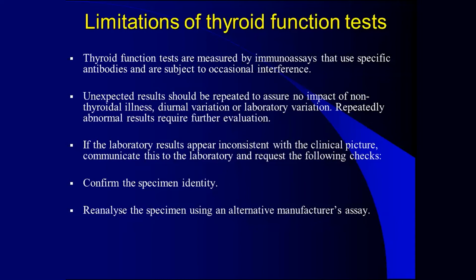Unexpected results should be repeated to assure that there is no impact of non-thyroid illness, diurnal variation or laboratory variation. Non-thyroid illness means there are certain illnesses, especially viral infections, where you could find normal TSH levels with low FT3 and FT4, which have nothing to do with hyper or hypothyroidism. They are just transient and will become okay.